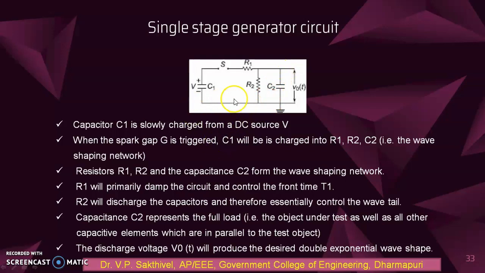While discharging, based on the value of R1, the front time is controlled. Similarly, based on the value of R2, the fall time or delay time, that is the wave tail, is controlled. R1 is used to control the wave front and R2 is used to control the wave tail. And capacitance C2 represents the full load capacitance elements which are in parallel to the test object.